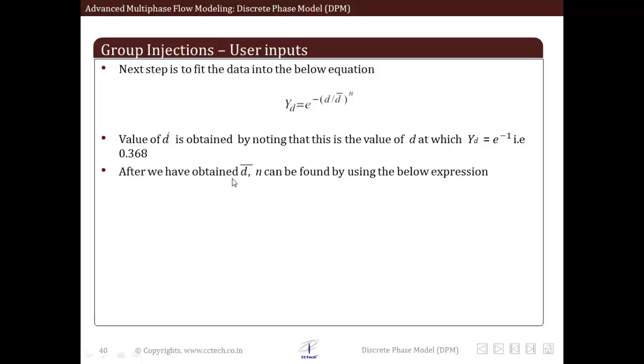After we have obtained d bar, n can be found by using this particular equation, which is again derived from the above equation. That is, n is equal to negative of natural logarithm Yd, the whole divided by natural logarithm of the ratio d upon d bar. So first we obtain d bar and then we obtain n. And this d bar and n are our inputs for the Rosin-Rammler method.